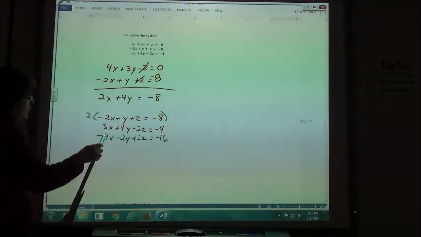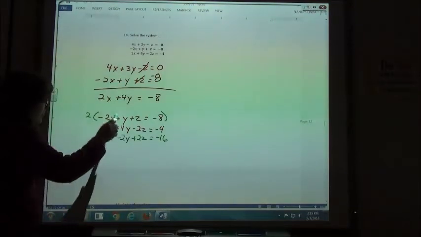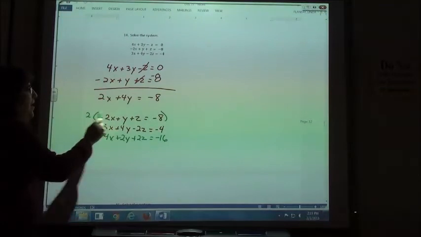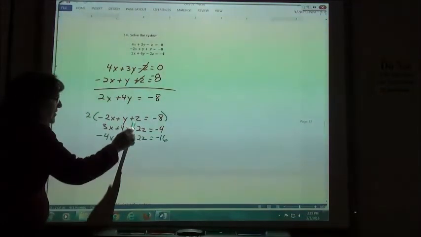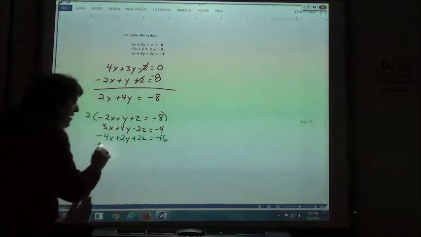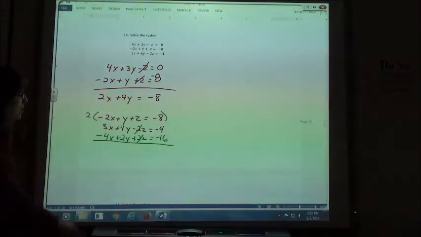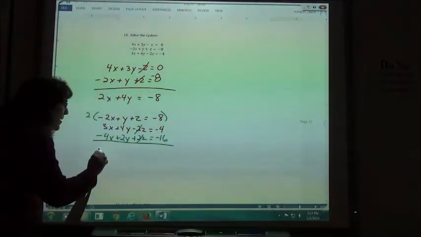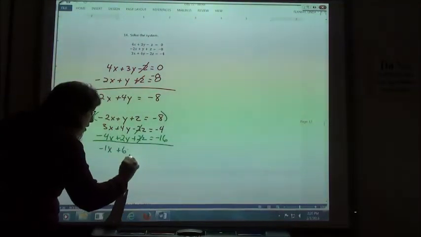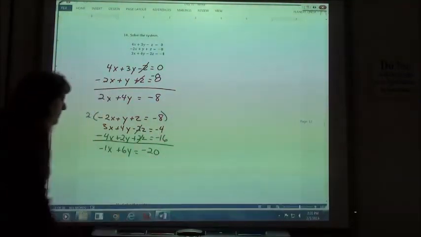So 2 times negative 2 is negative 4. 2 times 1, that's supposed to be a plus 2y. Good thing I'm checking. So negative 4x, plus 2y, plus 2z, and negative 16. Now, after I have that multiplied out, my z's should be opposites. They're going to cancel out. 3x minus 4x would be minus 1x. 4y plus 2y is a plus 6y. That's going to equal negative 4 minus 16, which is minus 20.